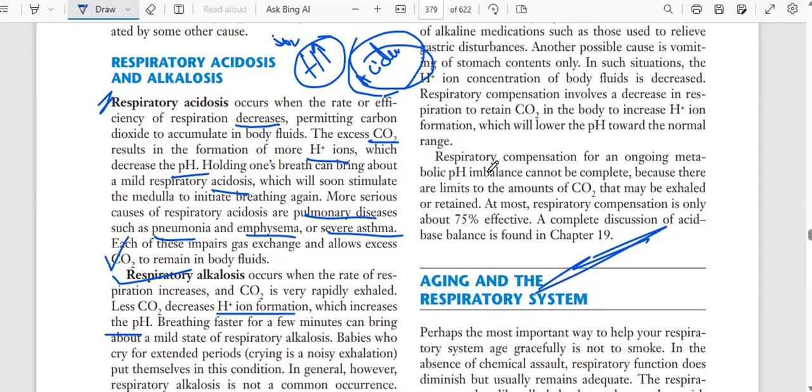Okay, if the hydrogen ions are being eliminated, what will happen? In the blood, hydrogen ions decrease. Hydrogen decreases, pH increases. pH increases, the blood becomes alkaline. So we will call this condition respiratory alkalosis. Alkalosis. Okay, understood? So, clear till now?